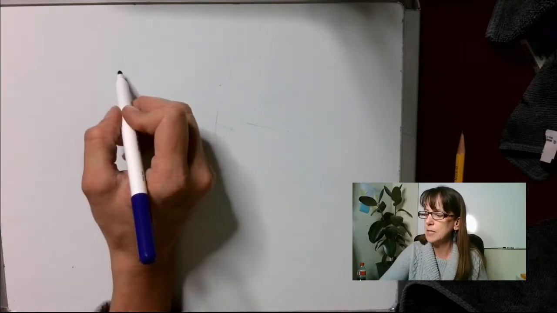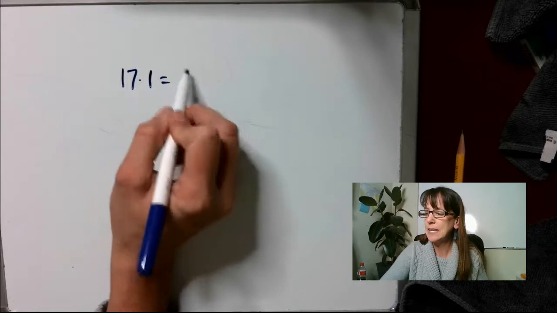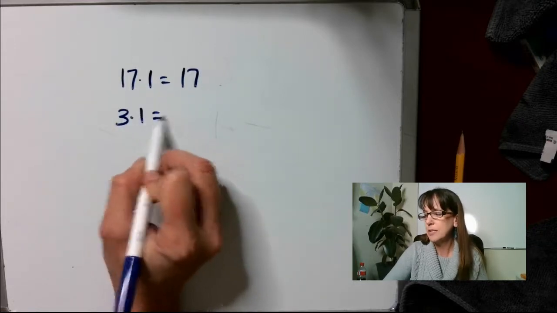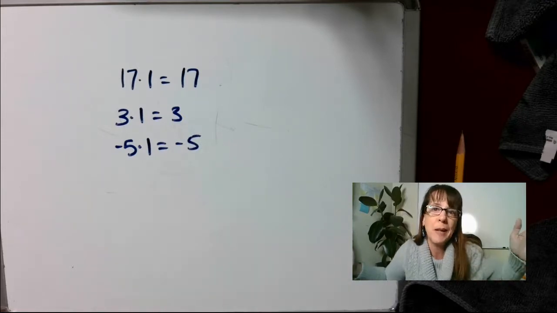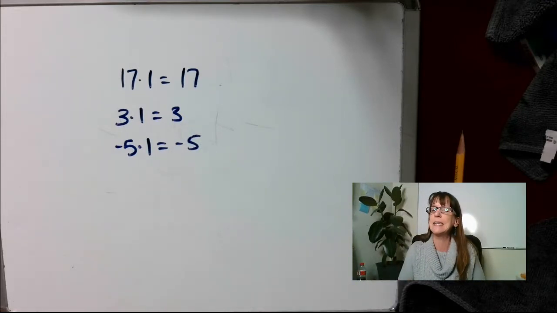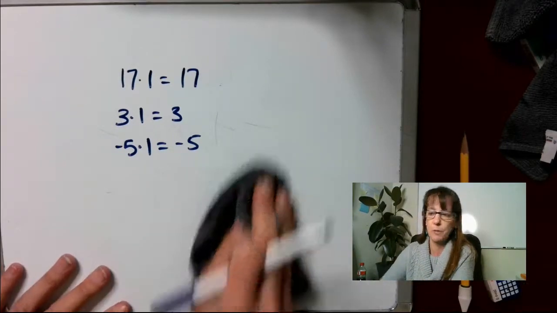Let's first back up and talk about this. 17 times 1 is 17. 3 times 1 is 3. -5 times 1 is -5. You catching on? We're allowed to multiply anything by 1. That's actually called the identity property of multiplication. But for right now, that's really important to know.